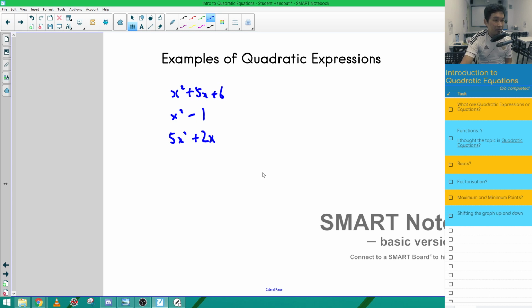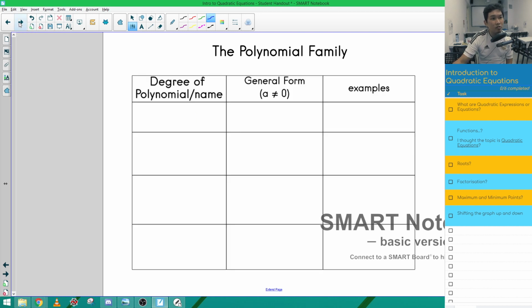What happens when we don't have an x squared? Taking the first one, let's remove the x squared. Let's say I want to look at 5x plus 6. Now, this is no longer a quadratic expression. It is now a linear expression.